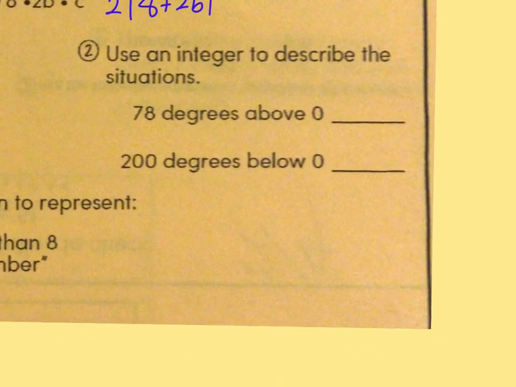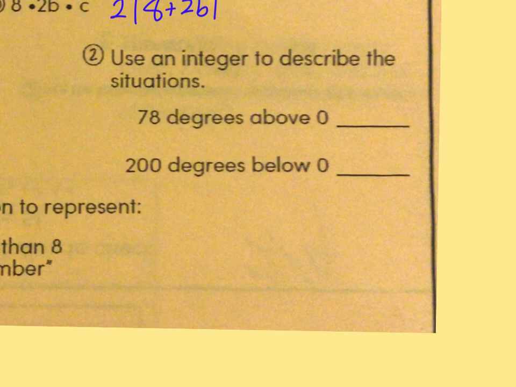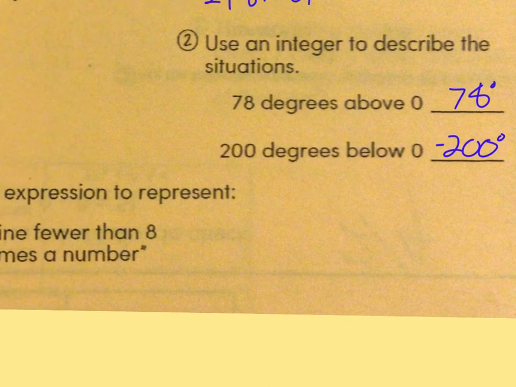Let's take a look at number 2. Use an integer to describe the situation. 78 degrees above 0. We would just go 78 degrees. Now in Go Formative, I don't know if it'll be 78 or 78 degrees. So try 78, and if it's marked wrong, do 78 degrees. On this next one, we have 200 degrees below 0. That would be negative 200 degrees. Again, it might be negative 200, it might be negative 200 degrees. You may have to put it in both ways, see which one's right.